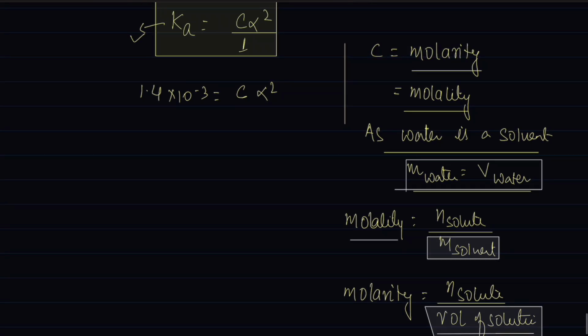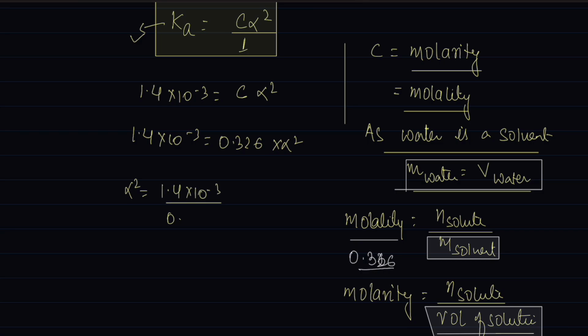So now we already found that molality is equal to 0.326. So we can substitute the value here. 1.4 into 10 to the power minus 3 is equal to 0.326 into alpha square. So based on that, alpha square is equal to 1.4 into 10 to the power minus 3 divided by 0.326. So alpha is equal to root of 38.6 into 10 to the power minus 4. So alpha is equal to 6.21 into 10 to the power minus 2.